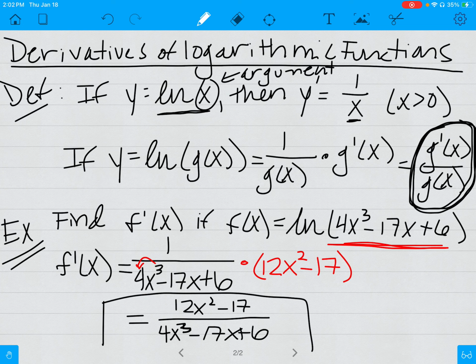Okay, if this factored nicely and there was a common factor that we could pull out, to make it look more tidy, we could absolutely do that. In this case, it doesn't factor nicely. There's no common factors to pull out, so we can just leave the derivative in this form.